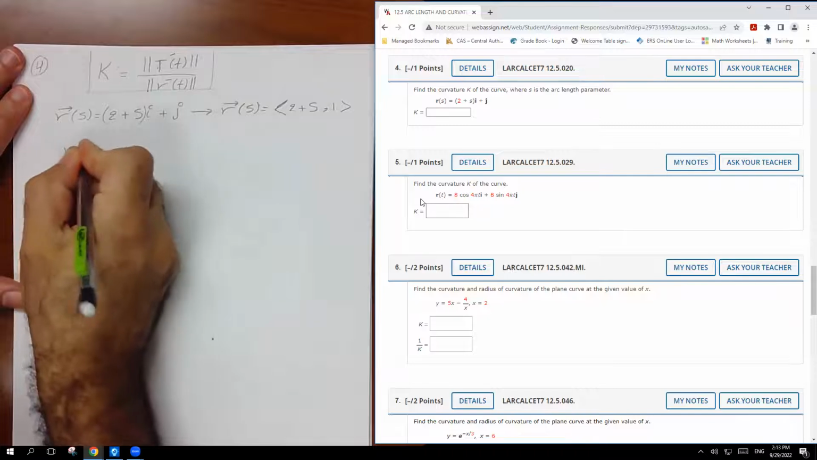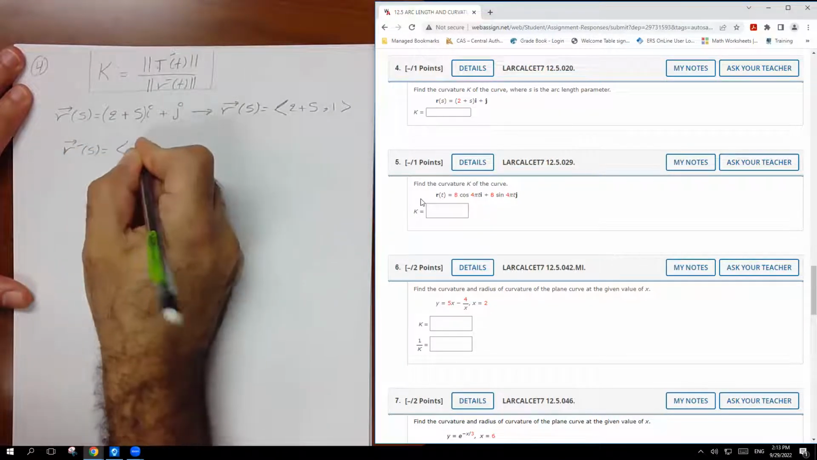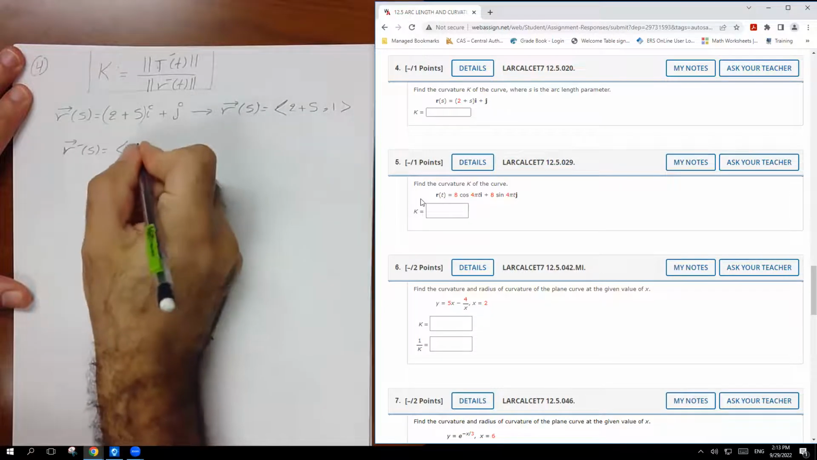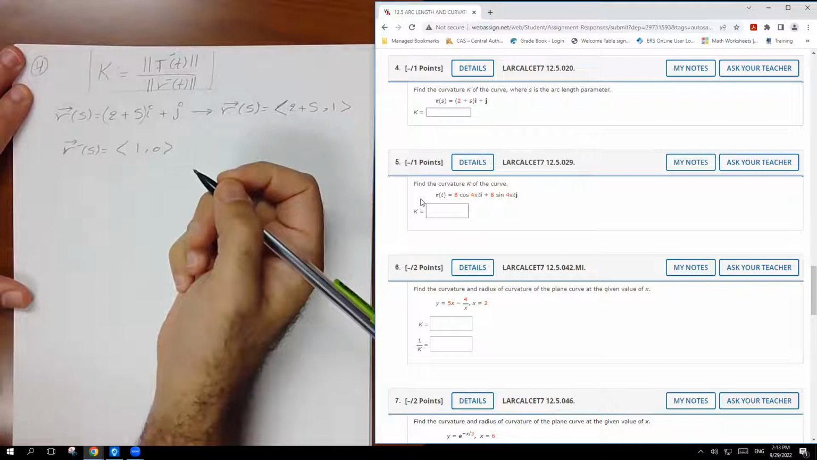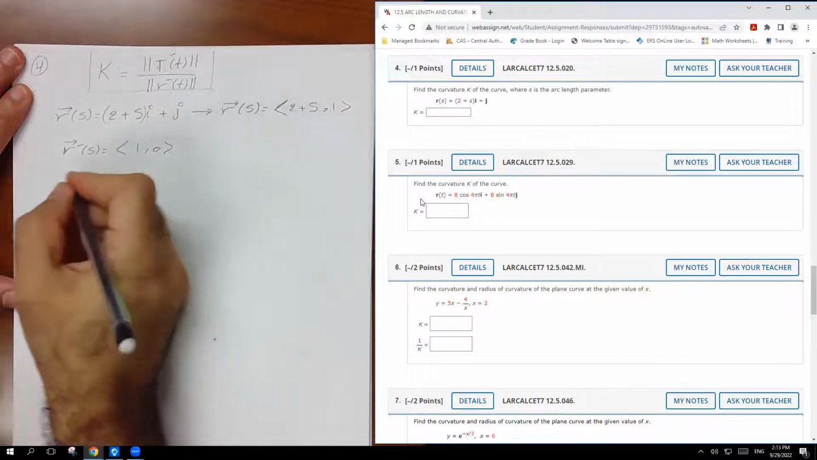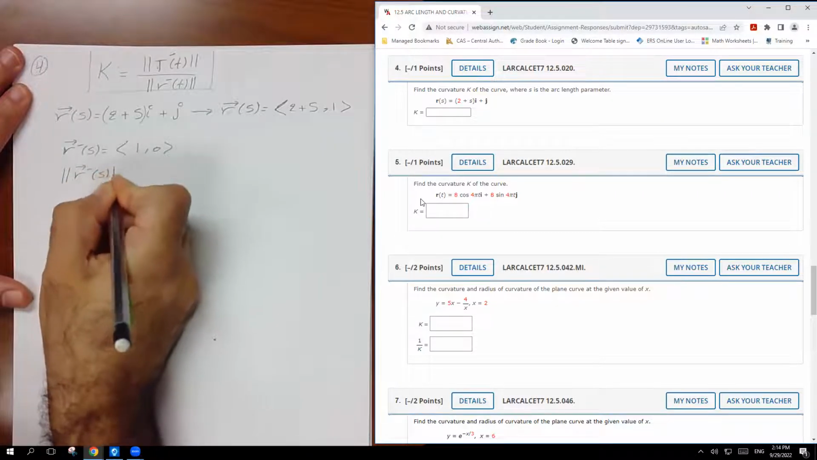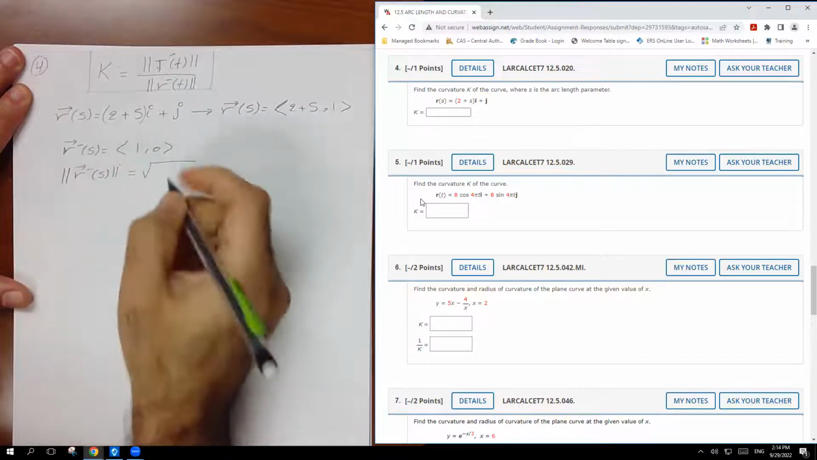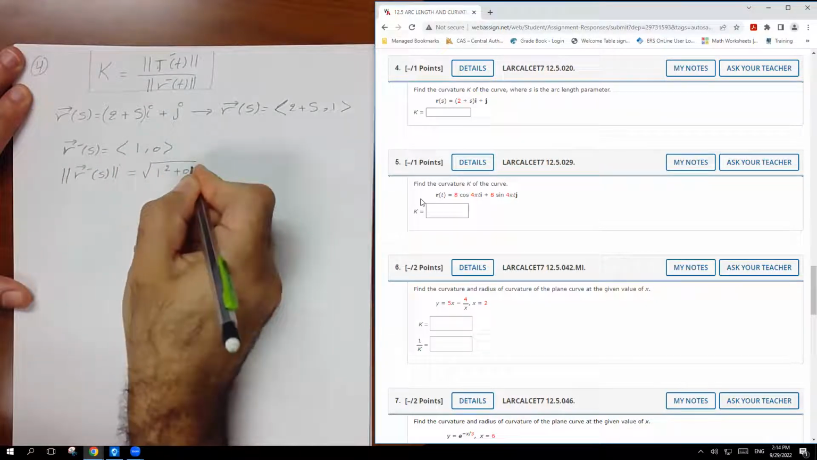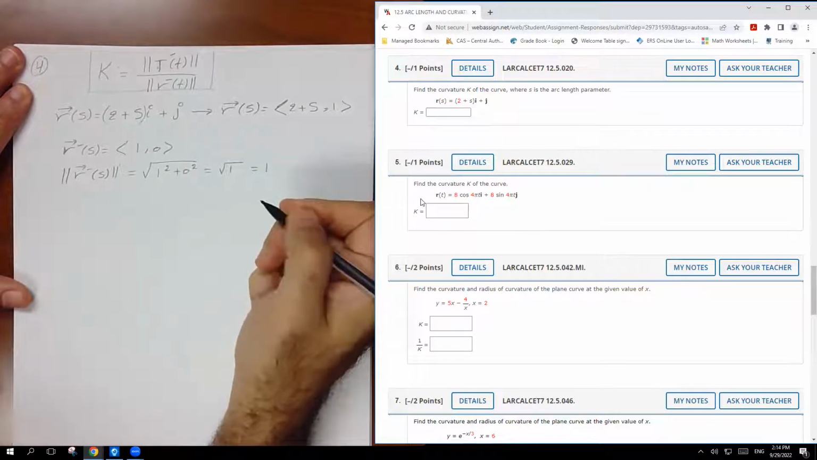Now the first step, I'm going to find the prime. So r prime of s is going to be 1 and 0, because the derivative of the constant 2 is 0 and the derivative of 1 is 0. Do we need the double prime? We don't need the double prime. The length of r prime of s is going to be the square root of 1 squared plus 0 squared, and it's going to be 1.